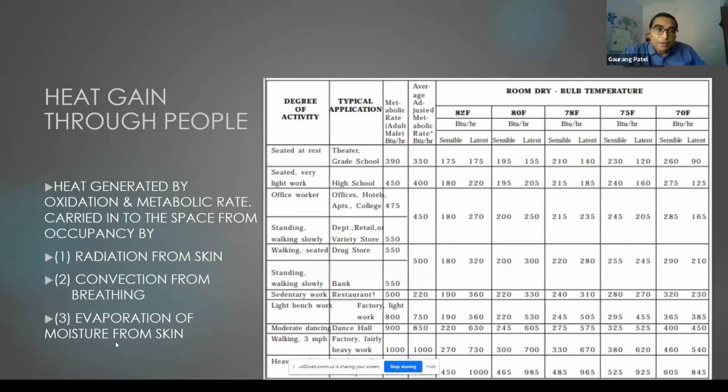So from this table you need to take the sensible and latent load for the occupant, multiply it with the number of occupants, and take it into the calculations for both sensible and latent. Okay, till date we have come up to the latent load. As I said earlier, I will be taking some more time because this is quite an elaborate subject.